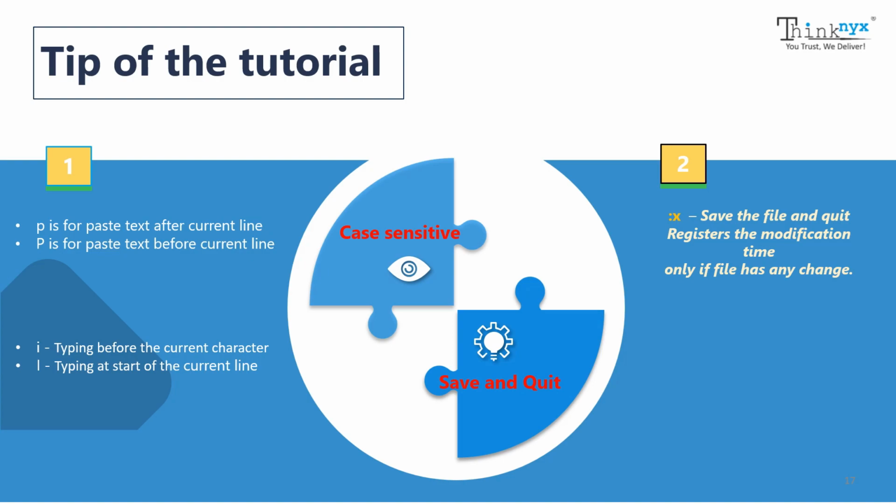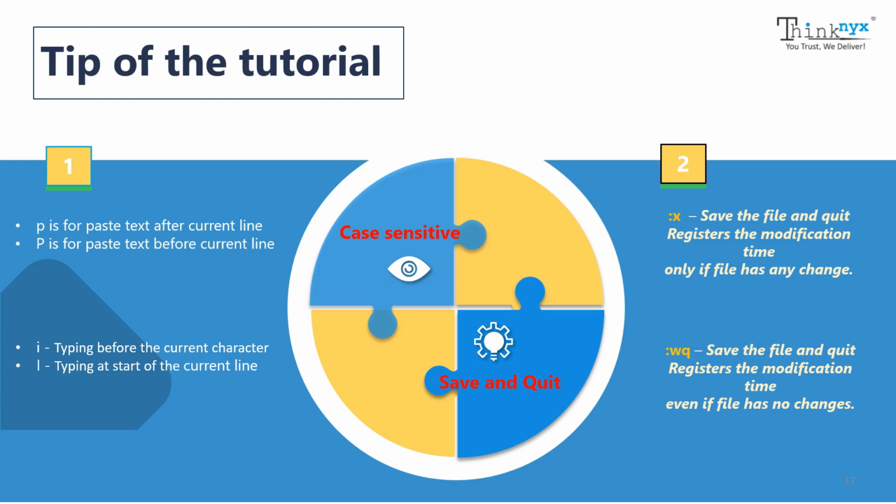Both are used in VI to save and quit the file. :x changes the modification time only if the file is modified, and :wq, no matter what, even if you just open and quit without making any changes, will still update the modification timestamp. So it is wisely said, it's always a better option to use :x to save the modified file.